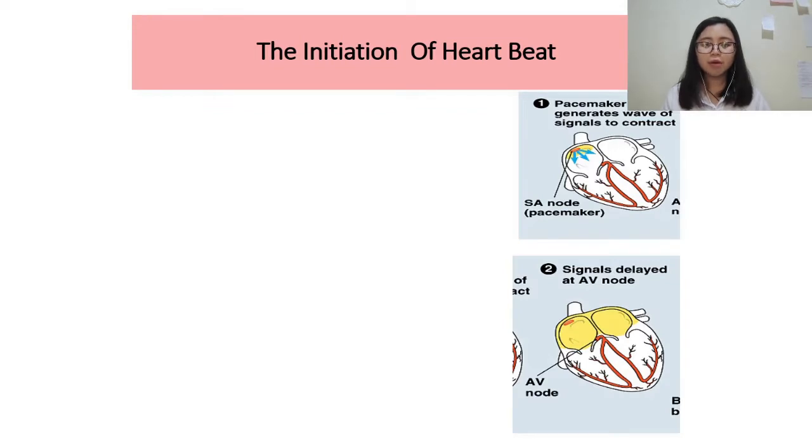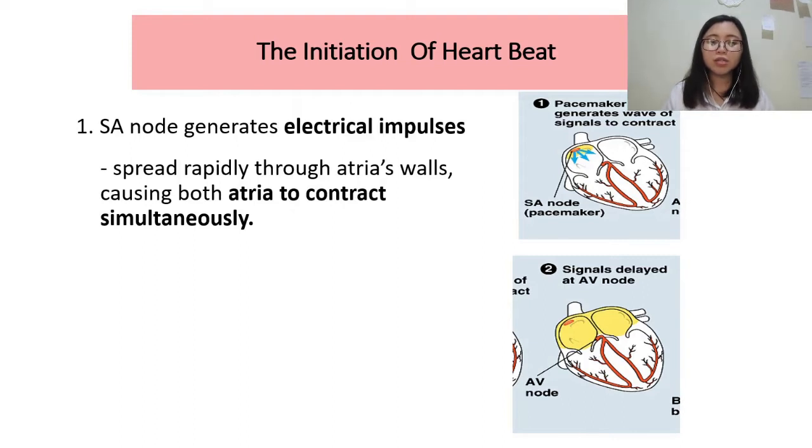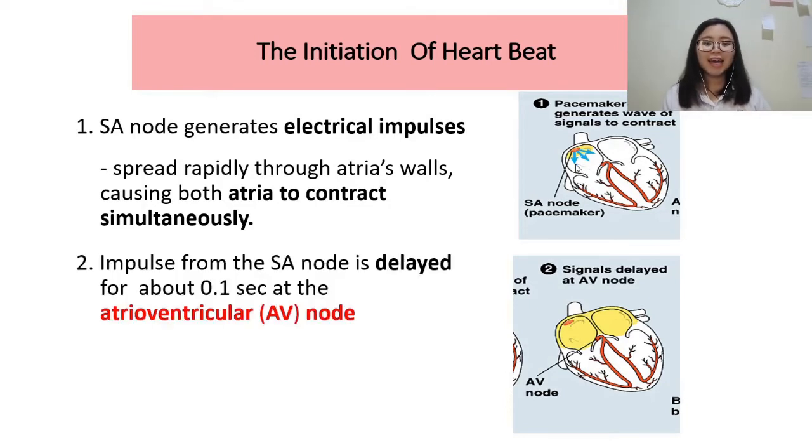So let us look at the step-by-step initiation of a heartbeat. First of all, SA node will generate electrical impulse. Dia adalah pacemaker, dia yang start bagi signal. This electrical impulse or this signal will spread rapidly through the atria's walls, causing both atria to contract simultaneously. Dia kasih lepas saja dia punya current, dua-dua kiri dan kanan atrium akan contract. The impulse from the SA node will be delayed for about 0.1 seconds at the atrioventricular ataupun AV node. Bila dia sampai kepada AV node di sini, dia akan ditahan selama 0.1 saat.